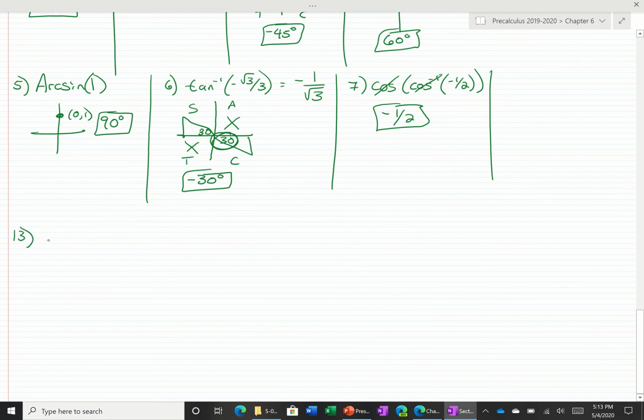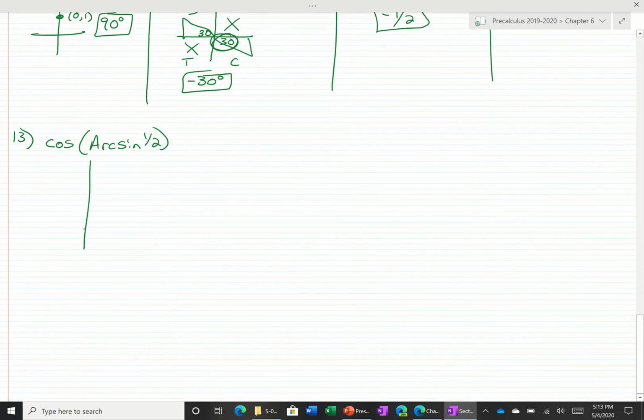Number 13, it's asking us what's the cosine of the arc sine of 1/2. Okay, so what angle gives us a sine of 1/2? Well, that happens at 30 degrees. We're not going to draw the other one because we have one answer between negative 90 and 90 that works. So then what's the cosine of this angle? The answer would be √3/2.